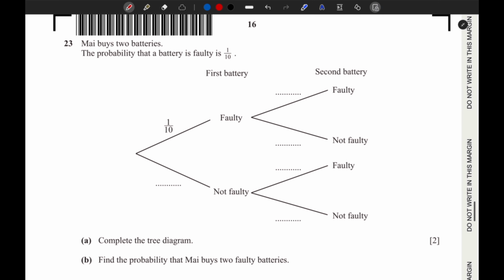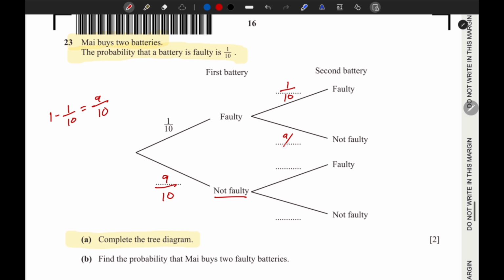Now my buys 2 batteries. The probability that a battery is faulty is 1 by 10. Here is the tree diagram. The first part is complete the tree diagram. So the first battery faulty is 1 by 10. We know that for non-faulty this will be 1 minus 1 by 10, which is 9 by 10. So writing 9 by 10 over here. The same process is to be repeated over here. Again, the second battery faulty will be the same 1 by 10.